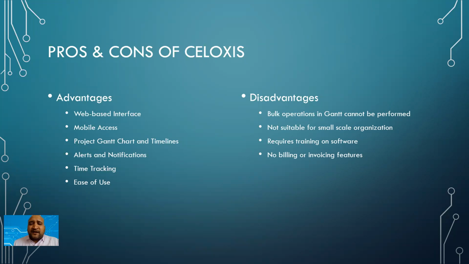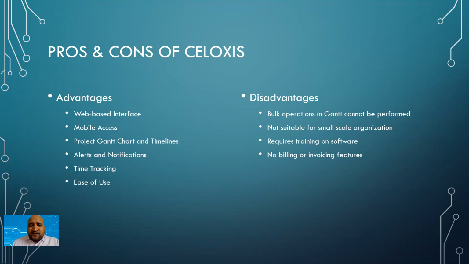Bulk operations in Gantt cannot be performed due to the online mode of the platform. It is not suitable for small scale organizations because of the cost factor. A Celoxis online license, if you're doing it on cloud, will cost around $22 per person. However, if you want to have it integrated in your physical office, then that's around $450 per license. So that's a bit costly on that part.